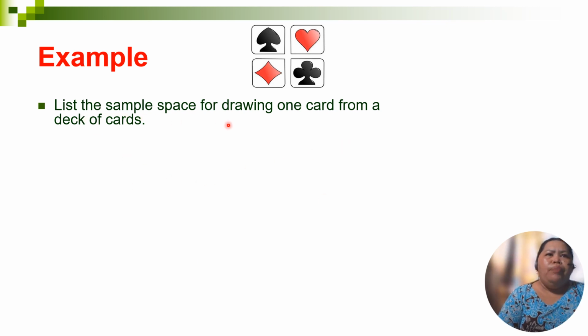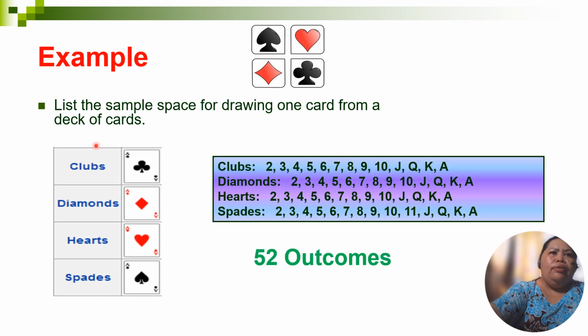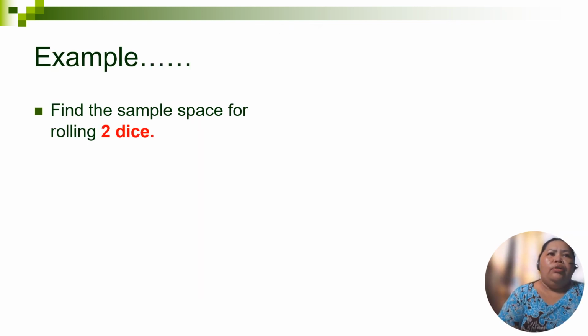List the sample space for drawing one card from a deck of cards. Okay, in a deck of cards we have 52 cards. So we have 13 clubs, 13 diamonds, 13 hearts, and 13 spades for a total of 52. So that means there are 52 outcomes.